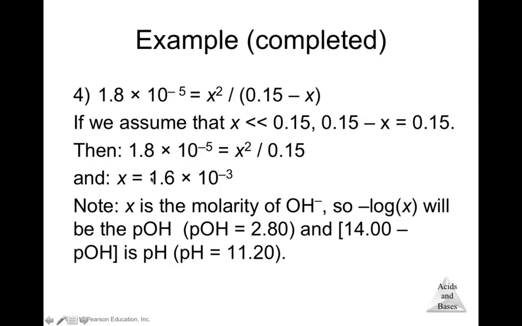When we apply the minus log to this value, it is 2.80, and then we can subtract it from 14 and calculate the pH. Because remember that pOH plus pH is equal to 14. And if we have the pOH, we can calculate the pH, that in this case is 11.2. So for a solution of 0.1 molar of NH3, we have a pH of 11.2.